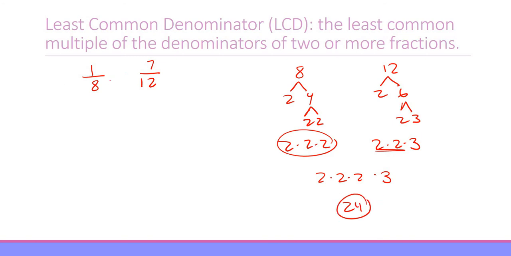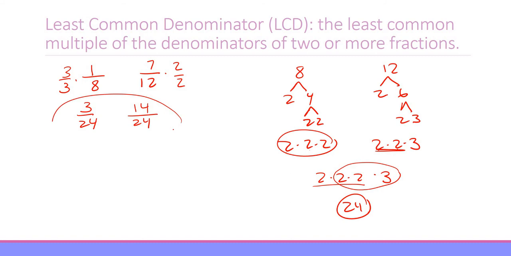Now take a look. If I want to change these to have a common denominator, I need to take 1/8 and multiply it by something that will give me 24 in the bottom. So 8 is 2 times 2 times 2. I need to multiply it by 3. 12 is 2 times 2 times 3. To get the 24, I have to multiply it by 2. So I get 3 over 24 and 14 over 24. And now I have given them a common denominator. Okay?